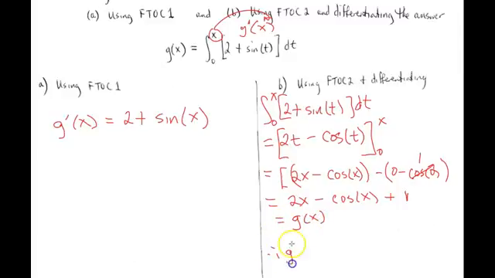So now when we take the derivative of g of x, we know that the derivative of 2x is just 2, and the derivative of the cosine here is going to be minus sine, and so a negative times a negative is going to give us a positive. And of course, the derivative of any constant is 0. And so you can either write plus 0, it doesn't matter. But at the end of the day, you see that we get the same thing.